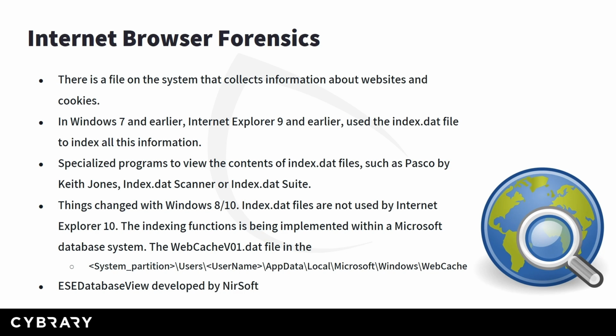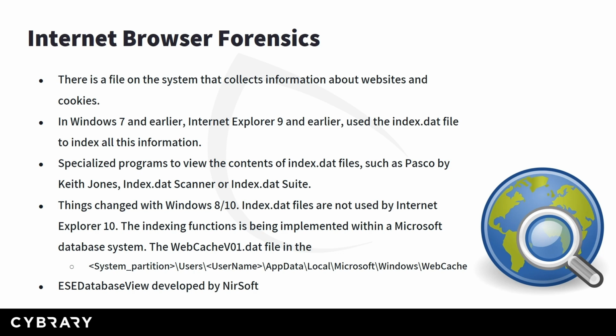These files were to be found therefore in the internet cache, cookies, and history folders. You will need a specialized program to view the content of index.dat files. Tools such as Pasco by Kit Jones, Index.dat Scanner, or Index.dat Suite are tools that can display the information stored in those database files in Windows 7 or earlier.